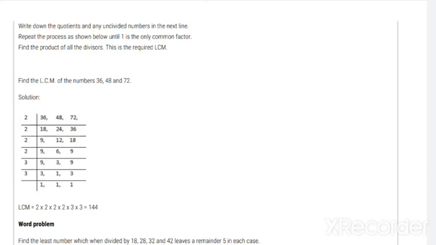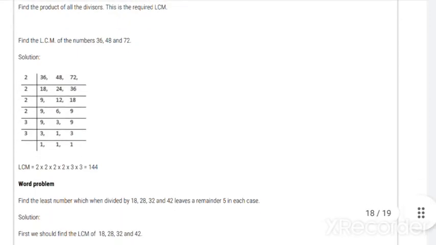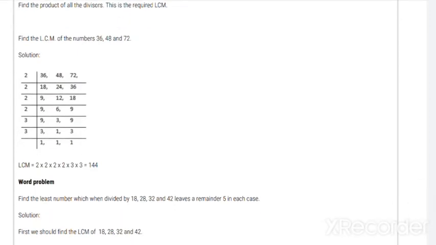Now children, to find the LCM, you have to multiply all the divisors on the left side, that is 2 into 2 into 2 into 2 into 3 into 3, and that is equal to 144. So children, very simple method.